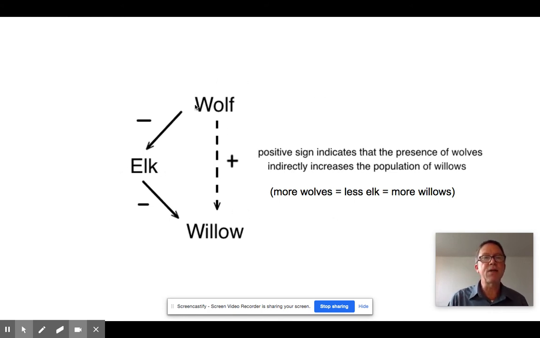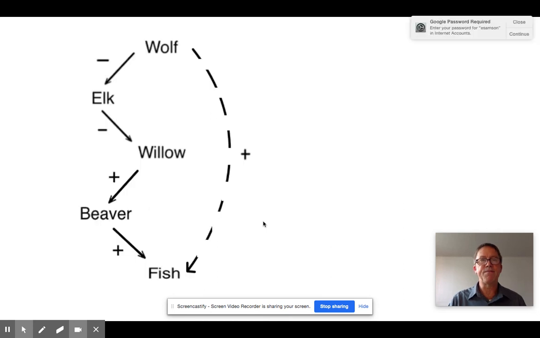Now, if you take away the wolves, less wolves means less willows, because it's a positive indirect effect. And we can keep this going. So let's just try this. The wolf eats the elk eats the willows.